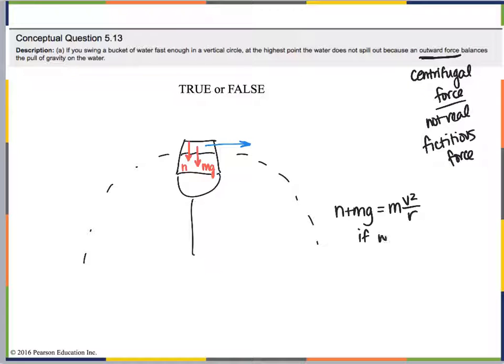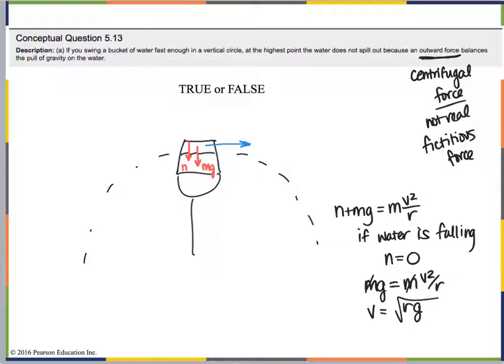If the water is falling, what happens in that case is the normal force goes to 0, because if the water is falling out of the bucket, then the bucket can't exert a force on the water anymore. And so in that case, mg is our only force, and we set this equal to centripetal force. And we can actually find the speed when that would happen. So if we go at that speed, at least that slow, the water's going to fall out of the bucket. We need to go faster than that in order for the water not to fall out of the bucket.